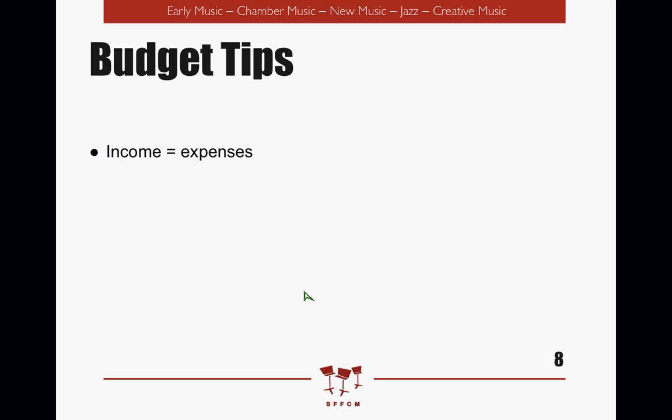That's just standard good practice when you're applying for any kind of institutional fundraising, to make sure that you're showing a balanced budget or zeroing out.